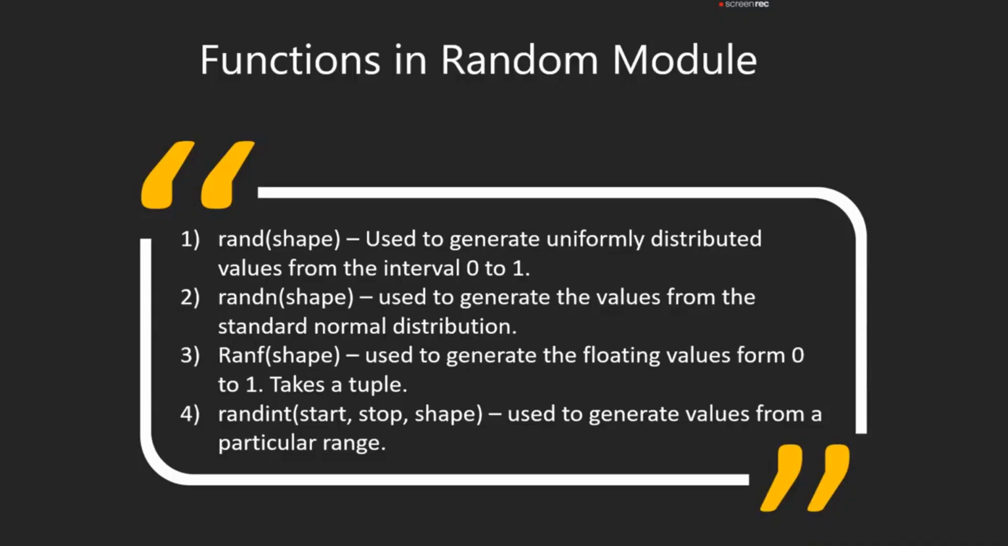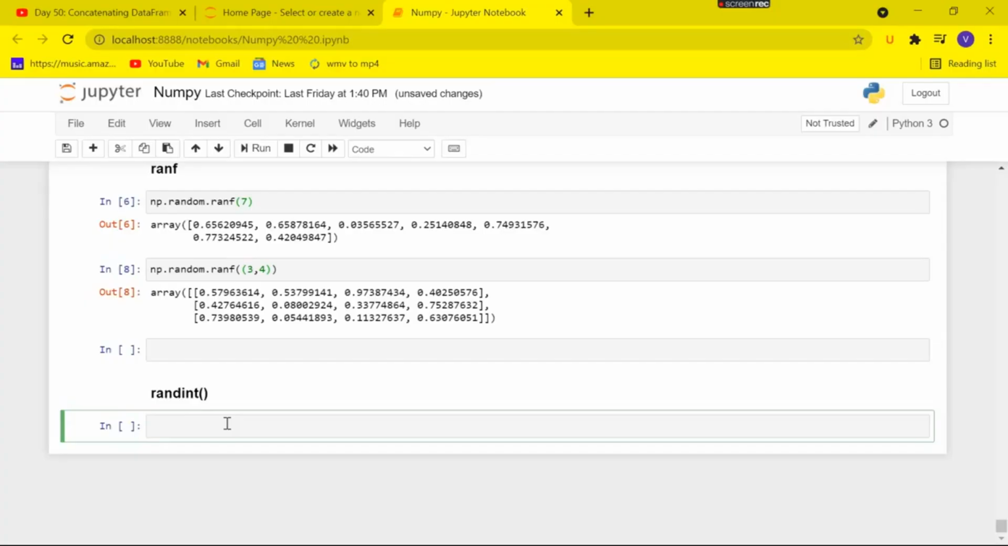Lastly we are going to look at the function randint, which takes three parameters, that is the start, stop and shape. With the help of the randint function we can generate values from a particular range, that is the start and the stop. Here the stop value is mandatory, whereas the start is by default 0, and then the shape. So let me show you. np.random.randint. I will just give the stop value.